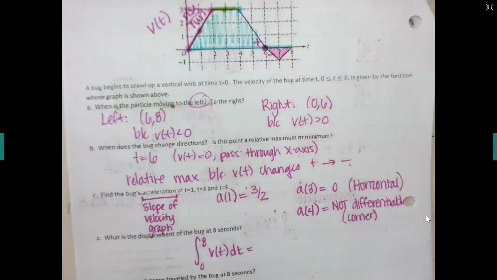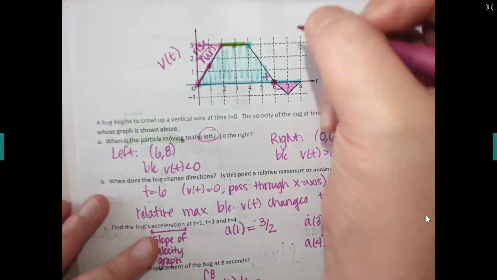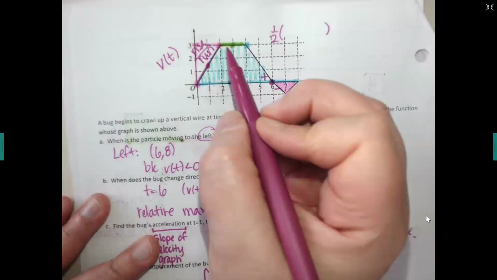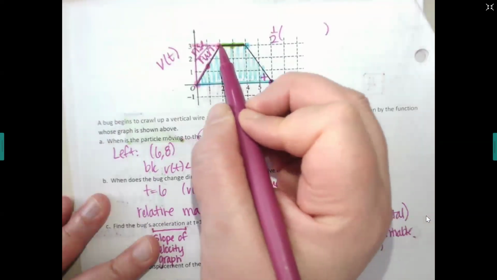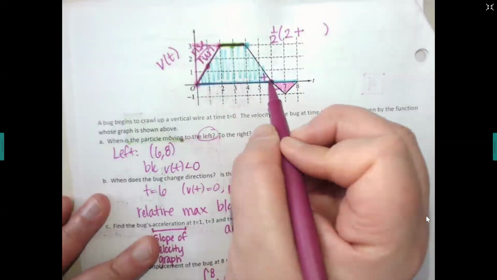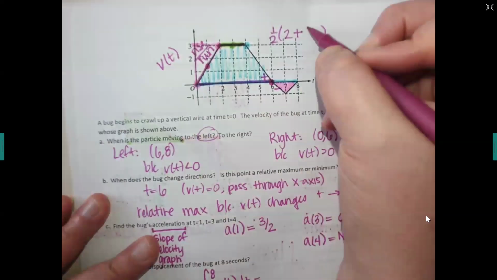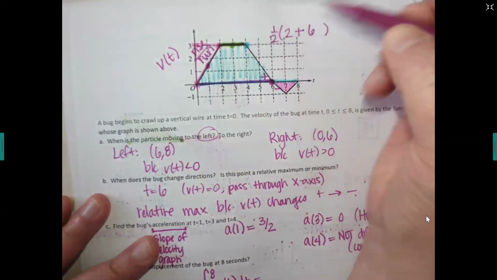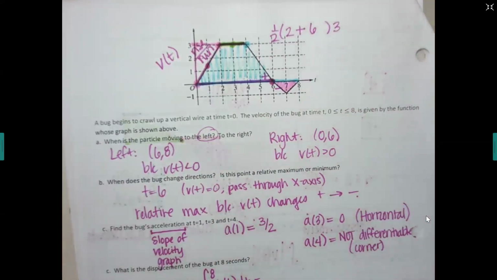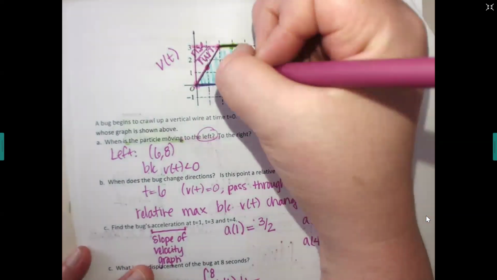Let's do the trapezoid first. It's going to be 1/2 base plus base times height. How long is the top base? 2 boxes. How long is the bottom base? 6. And then what's the height between them? 2 plus 6 is 8. Cut it in half is 4, times 3 is 12.